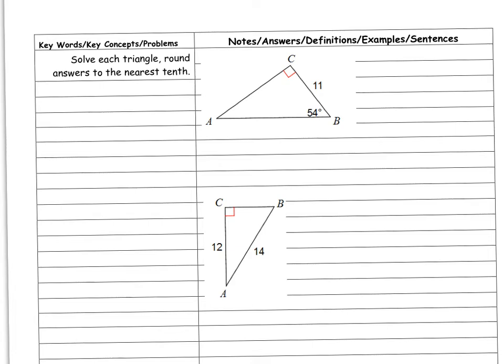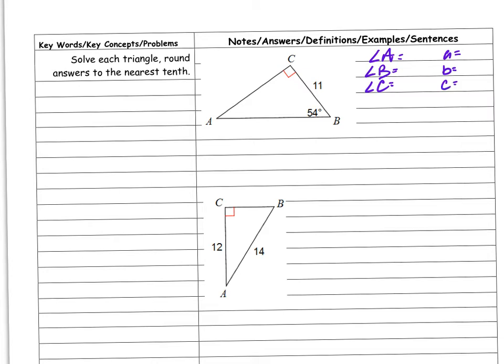Hi, ladies and gentlemen, we're on the last section of solving right triangles, and this says I have to solve the triangle. So when it says solve the triangle, that means I have to find all the angles and all the sides. So all the angles mean I need to find angle A, angle B, and angle C. And then I need to find side A, side B, and side C.